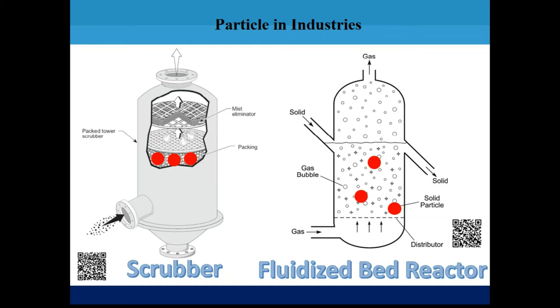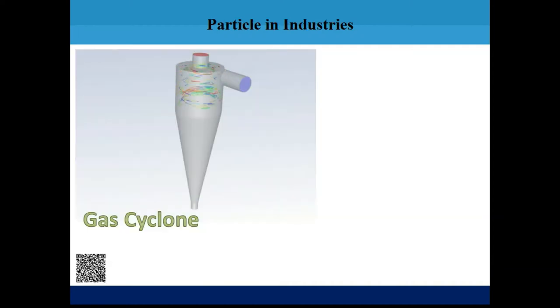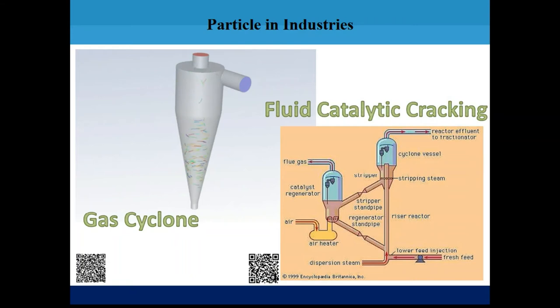On the other hand, solid catalyst is fluidized and suspended in a fluidized bed reactor to catalyze multiphase chemical reactions effectively. Besides, particulates can be removed from a gas stream using a gas cyclone. Gas cyclone is commonly used in fluid catalytic cracking, where zeolite catalyst is removed from the gas stream at the outlet and returned to the process to minimize the loss of catalyst.